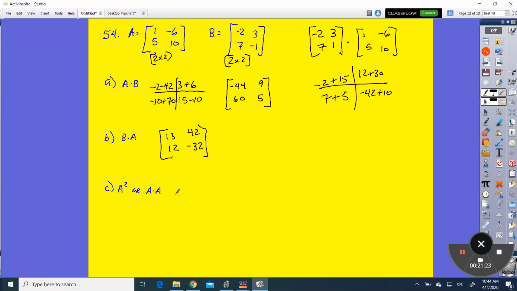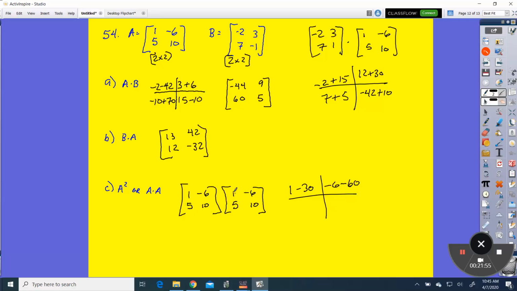Now A times A means that I have 1, 5, negative 6, 10, times 1, 5, negative 6, 10. So again, 2 rows, 2 columns. 1 times 1 is 1. Negative 6 times 5 is negative 30. Now, first row, second column. 1 times negative 6 is negative 6. Negative 6 times 10 is negative 60.